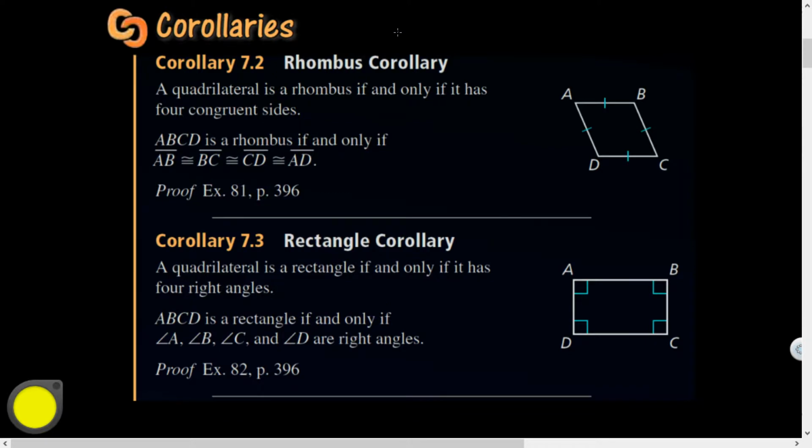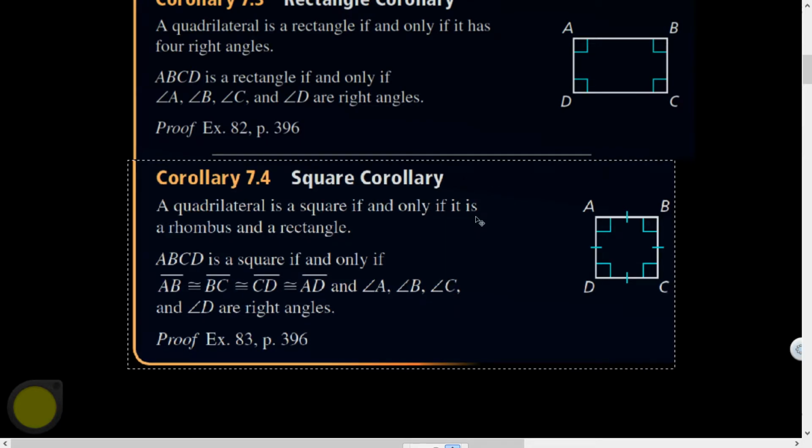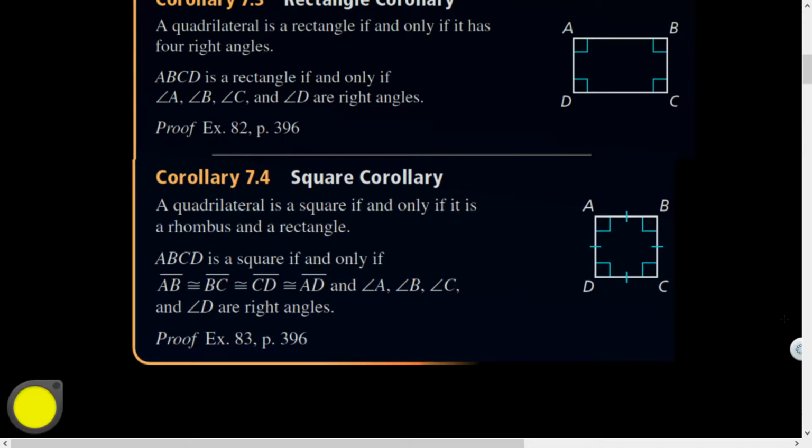The rhombus corollary says a quadrilateral is a rhombus if and only if it has four congruent sides. It's kind of a short step from the opposite sides converse for parallelograms. The rectangle corollary says a quadrilateral is a rectangle if and only if it has four right angles. Notice that these are biconditional, so you could prove vice versa. If rectangle, then four right angles. If four right angles, then rectangle. The square corollary says a quadrilateral is a square if and only if it is a rhombus and a rectangle.